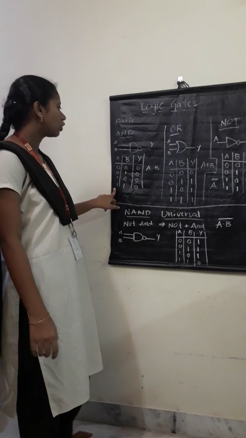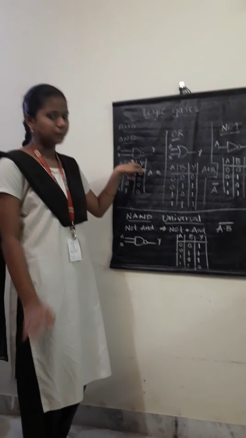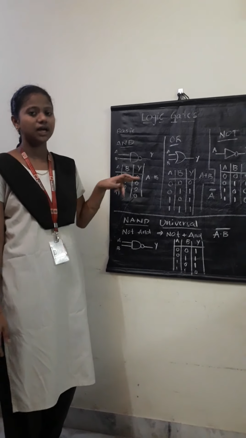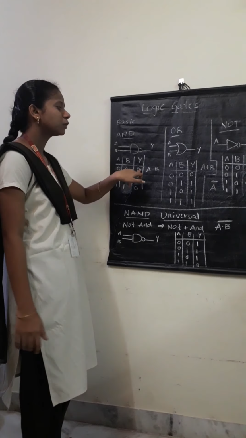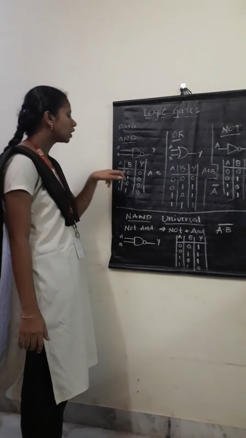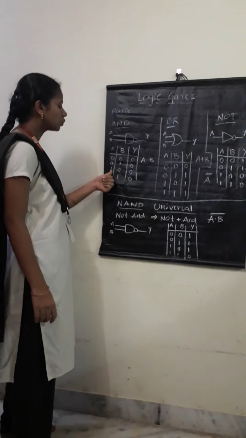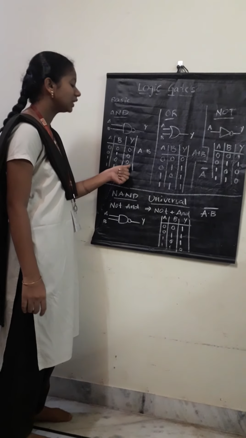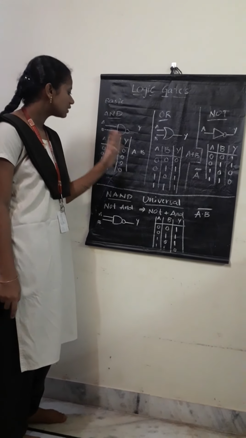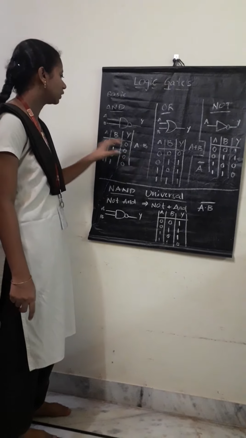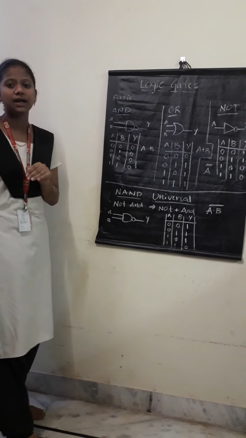This is the truth table of the AND gate. A and B are known as the inputs and Y is the output of A and B. If both the inputs are 0, we get the output 0. If one input is 0 and the other input is 1, we get the output as 0. If one input is 1 and the other input is 0, we get the output as 0. It is nothing but A into B. That means input A into input B, we get the output in the AND gate.